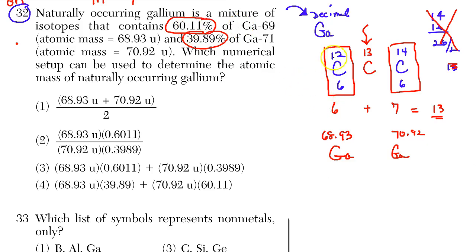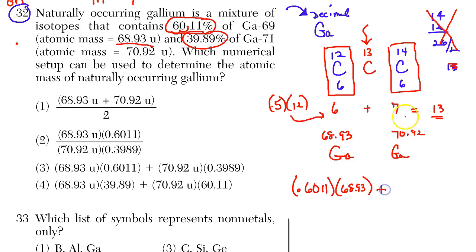Remember, I found 50% of 12. Well, I'm going to find 60% of 68.93 of this one. So I'm going to find 60%. Now, when I do percentage, I move the decimal place back. So I'm going to take 0.6011, and then I'm going to times it by this number, 68.93. That's the atomic mass. Just like here, basically what I did was I took 0.5, because 50% is 0.5, and I times it by 12. That gave me this 6, and then I'm going to, what? Add it to the other one.